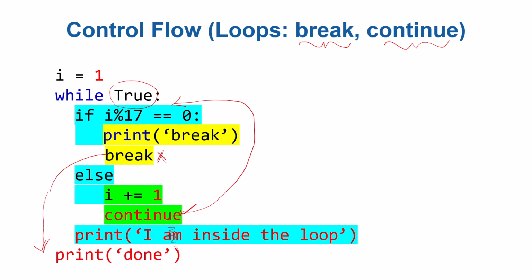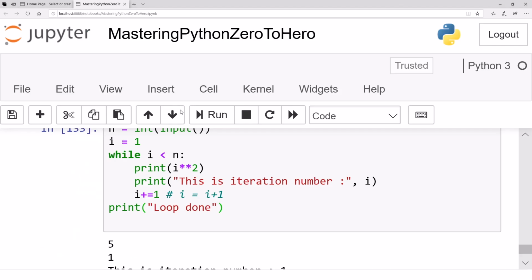This continue skips the remaining portion of the loop body and starts another iteration. So continue means start another iteration immediately, skip the rest of the statements inside the loop body. Okay, so let's practice this break and continue in Jupyter Notebook to get a better look and feel of the loop.